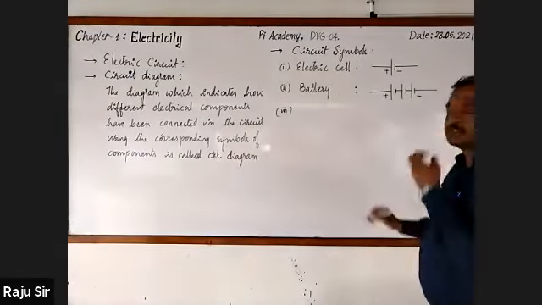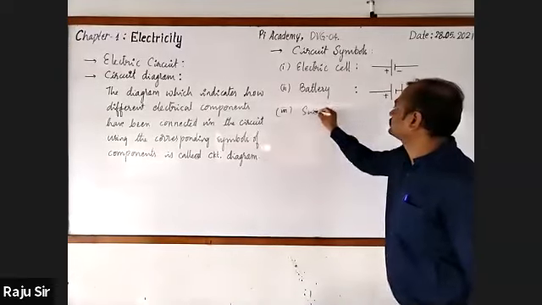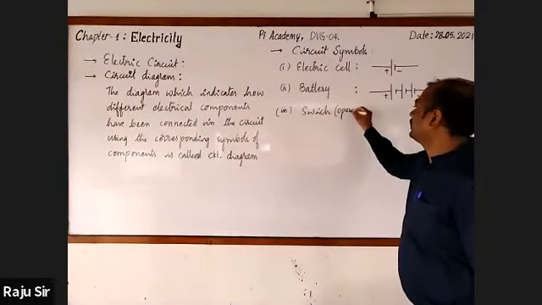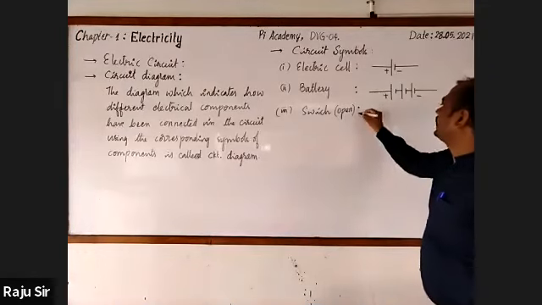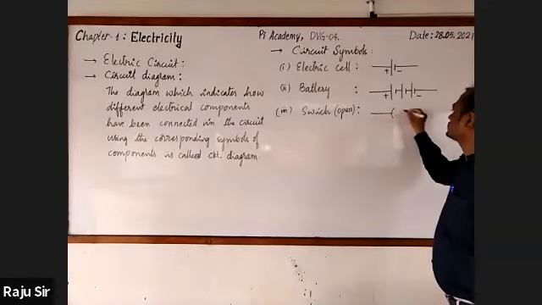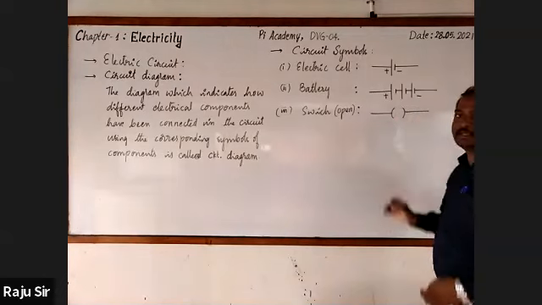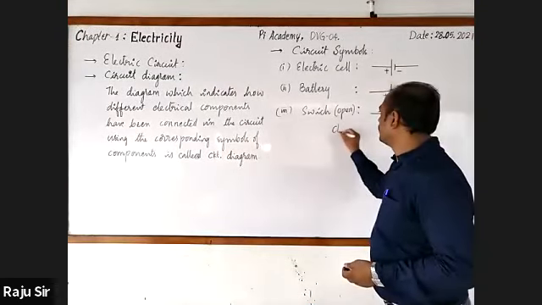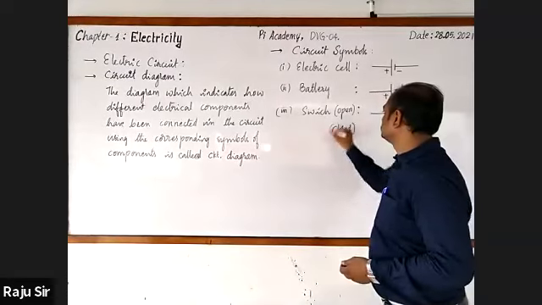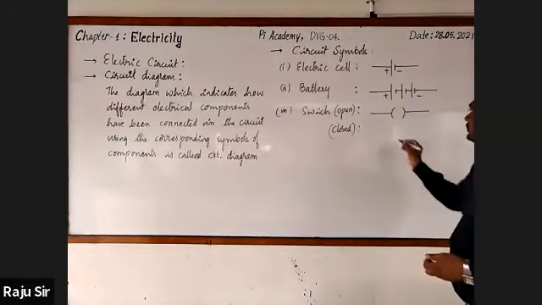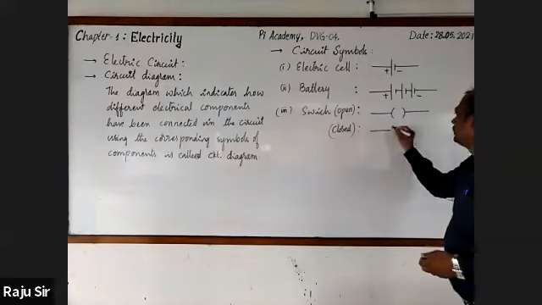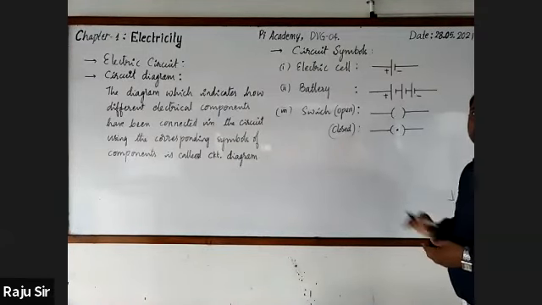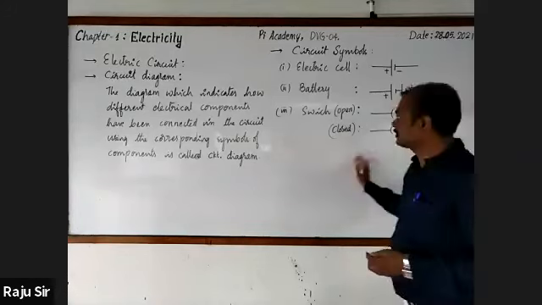Third one, switch. In that, the first one is open. We can show it like this, just two common brackets. Below that, you write closed. If it is closed, again show the common brackets with a dot inside that, which represents that the circuit is closed.